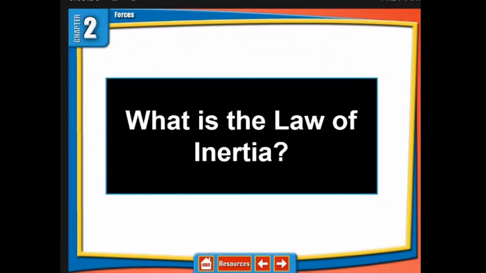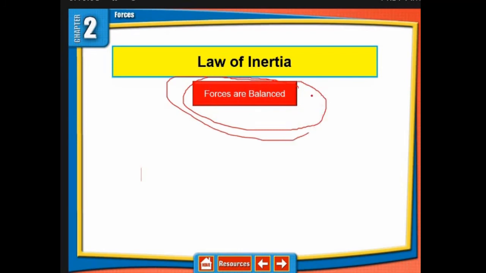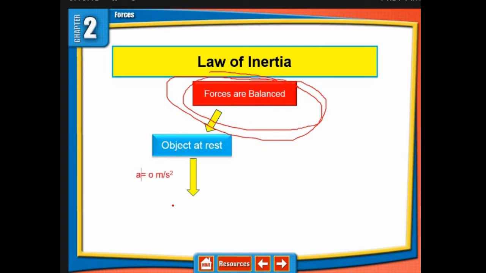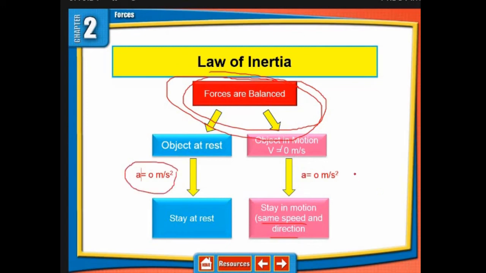Okay. Now, let's proceed to the law of inertia. So what is the law of inertia? The law of inertia states that if the forces are balanced, I'll explain this one later, an object at rest stays at rest. An object in motion stays in motion, at the same speed and in the same direction. Meaning, in both of these cases, there will be no acceleration.